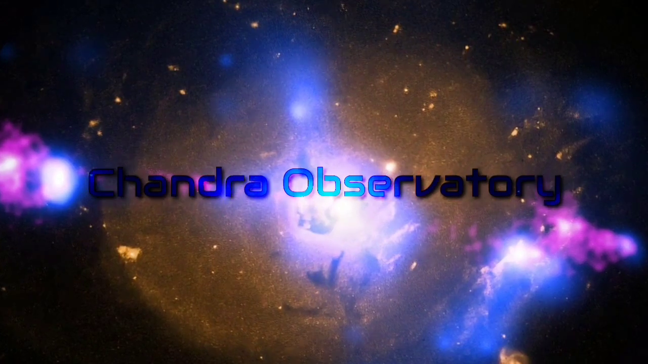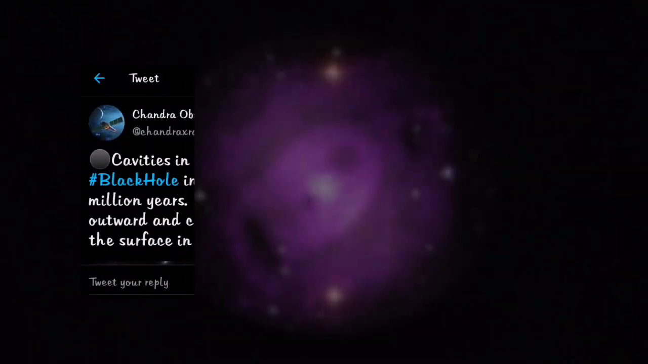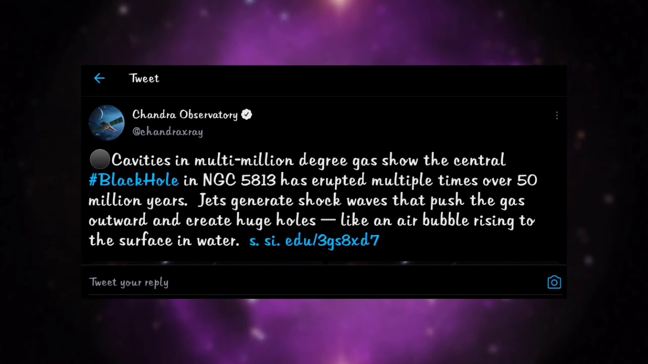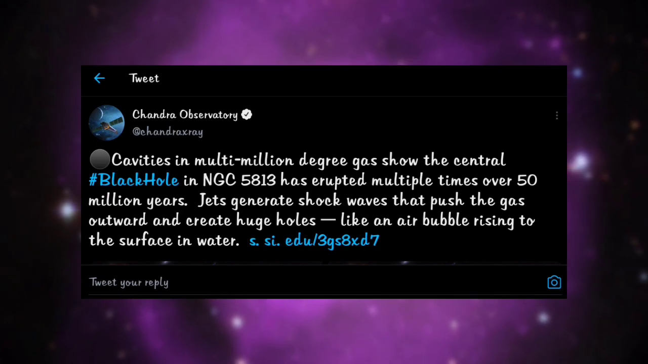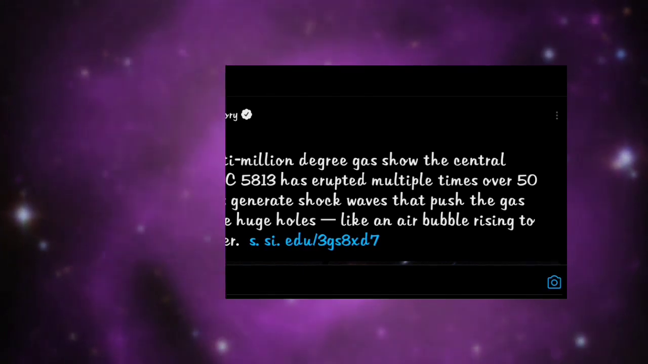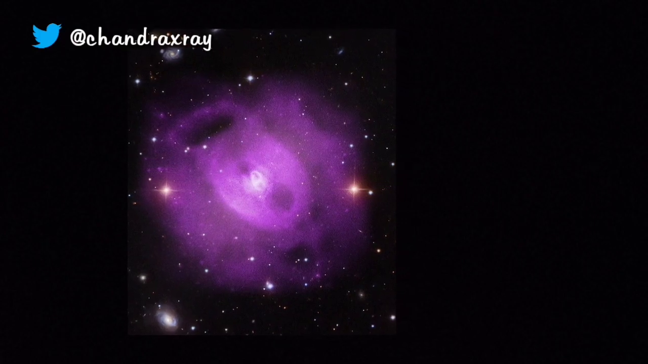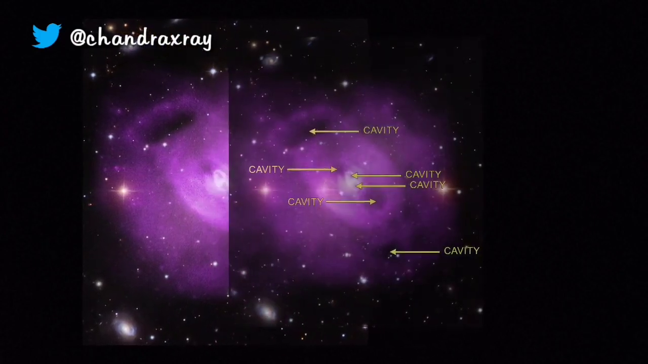Chandra Observatory. Cavities in multi-million-degree gas show the central black hole in NGC 5813 has erupted multiple times over 50 million years. Jets generate shock waves that push the gas outward and create huge holes, like an air bubble rising to the surface in water.